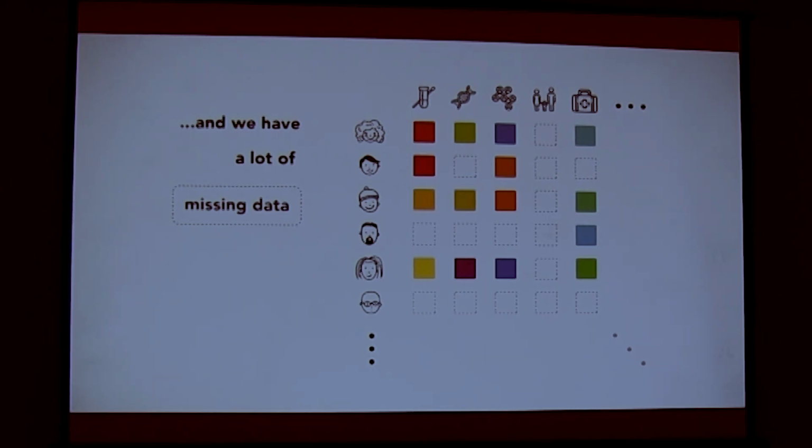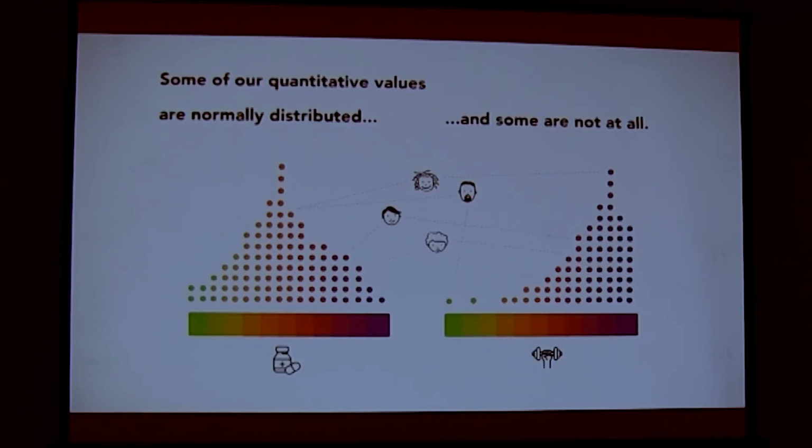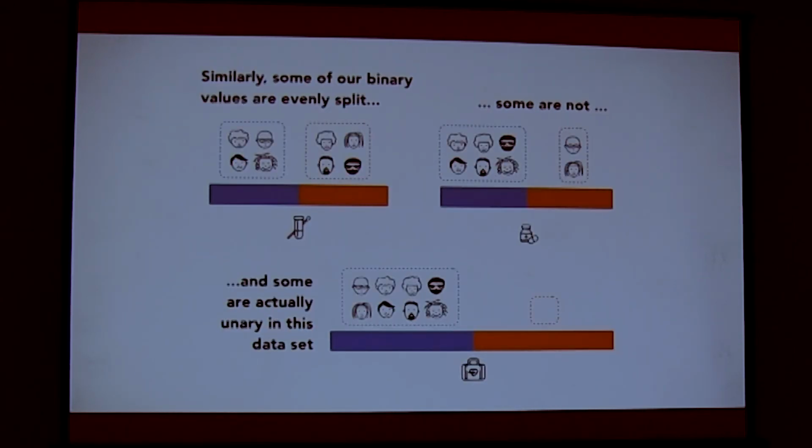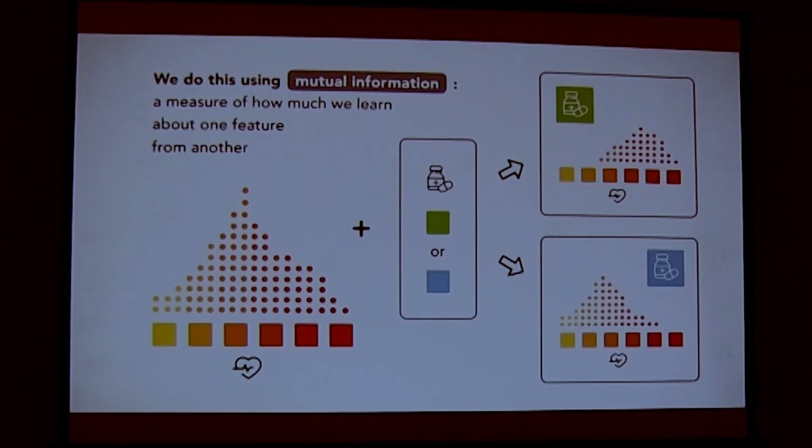But there's definitely room for improvement in visualizing uncertainty and communicating to data scientists that sometimes we don't have a response. Sometimes we want to encode the fact that we don't have a response as a variable itself. We have this issue of distributions not being normal. And even within our binary values, sometimes there's an even split, sometimes they are not, and sometimes they're actually unary, so even though they look like binary values, we only have a true response for them.